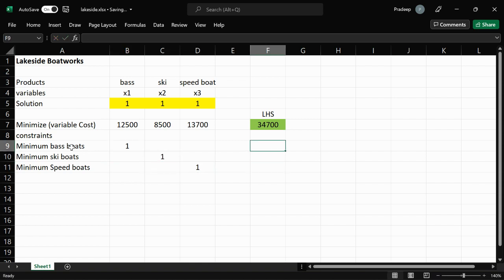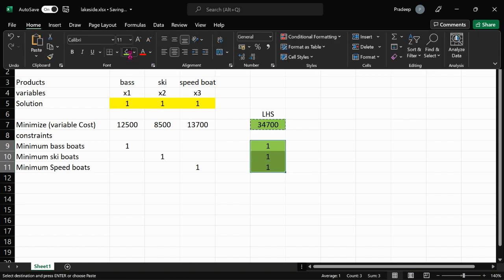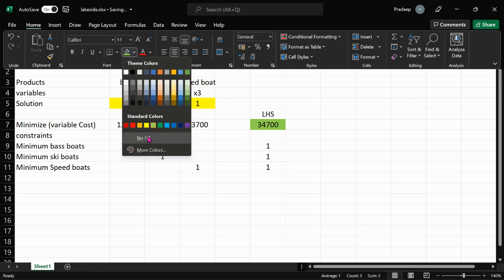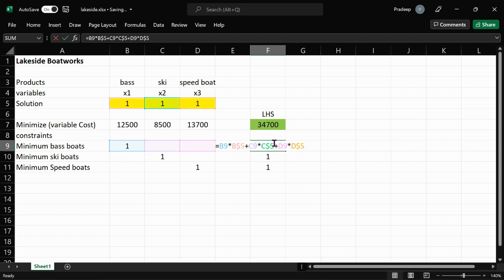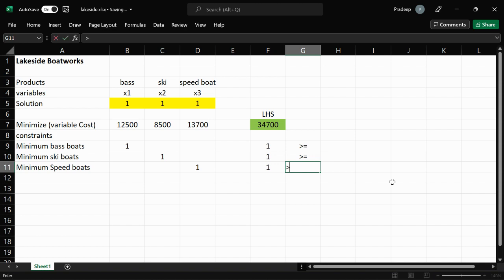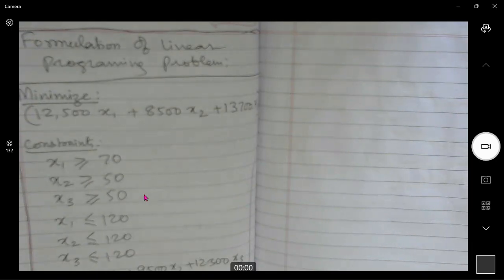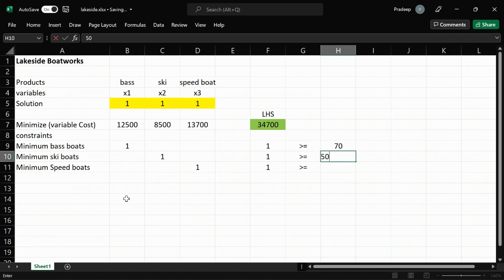And then the left hand side, just copy this. I think I have to go for no fill. So here the formula is number of boats. If I give 10 boats, I can see here it will be 10 like that. Now this should be less than or equal to, oh I'm sorry, minimum means it has to be greater than or equal to. And what is our minimum quantity? 70, 50 and 50.